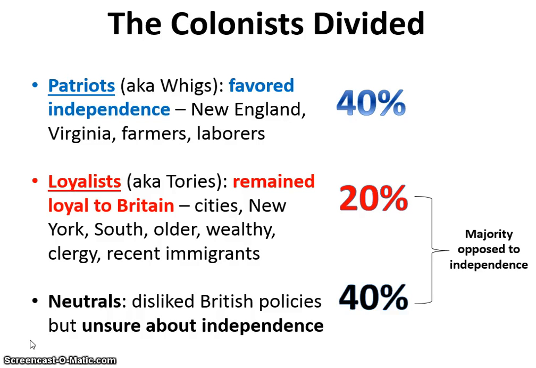And then you get the neutrals. These were people who disliked British policies just like the Patriots did, but the idea of independence, well, they just weren't too sure about that. So if we combine those two, the loyalists who opposed independence and those who were neutral, we see that the majority of colonists, even after the Battle of Lexington and Concord, still are not sure or do not favor independence.